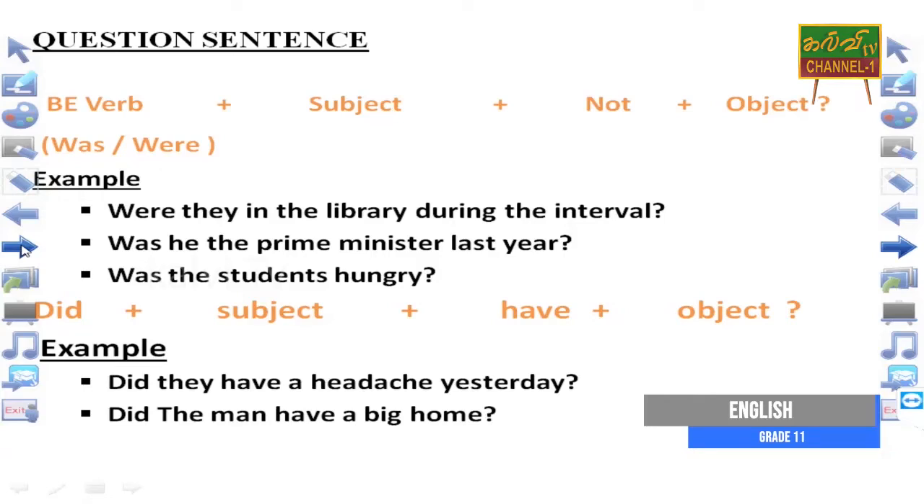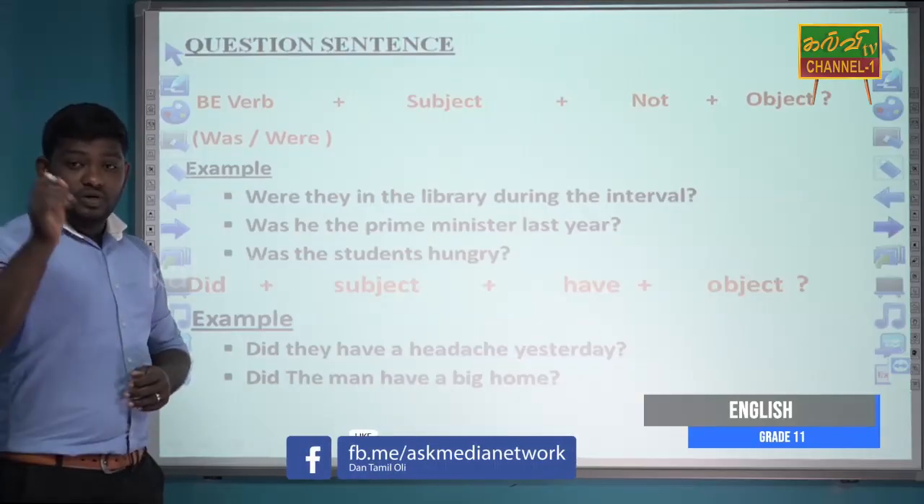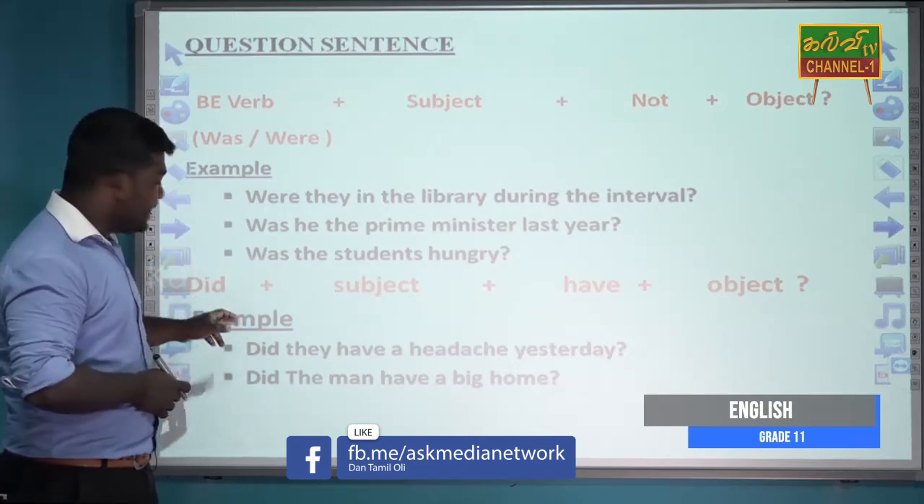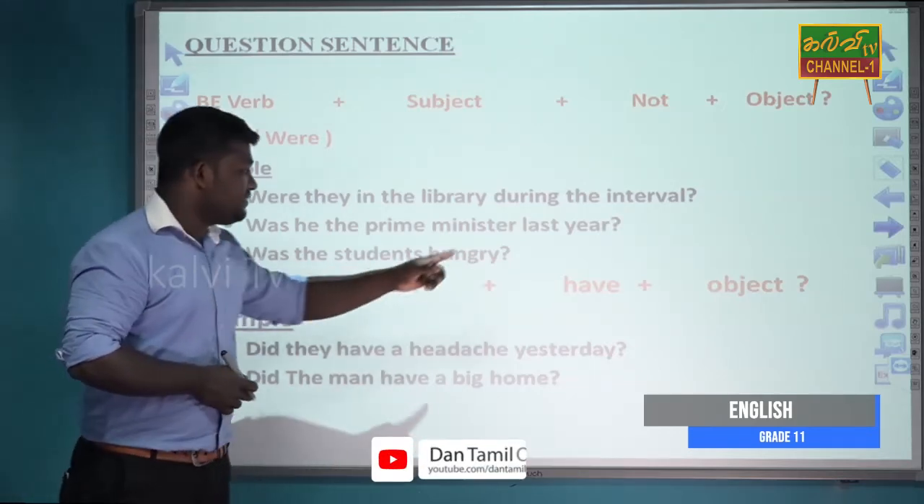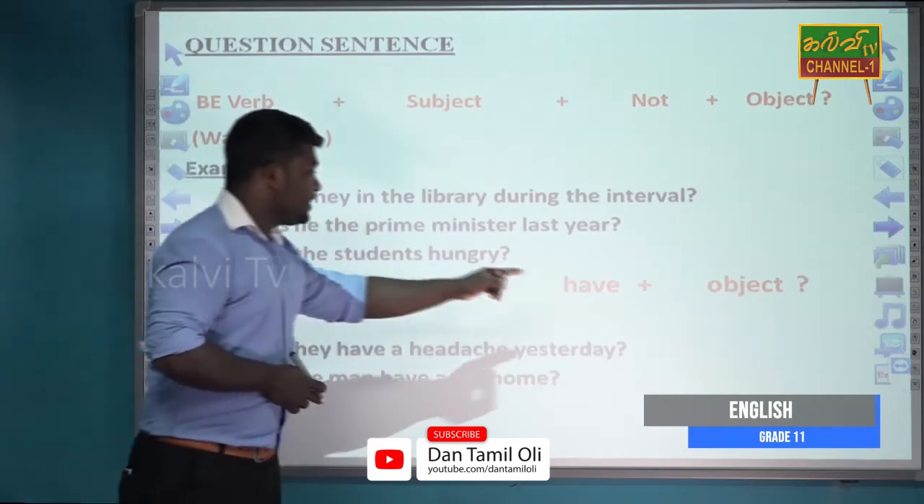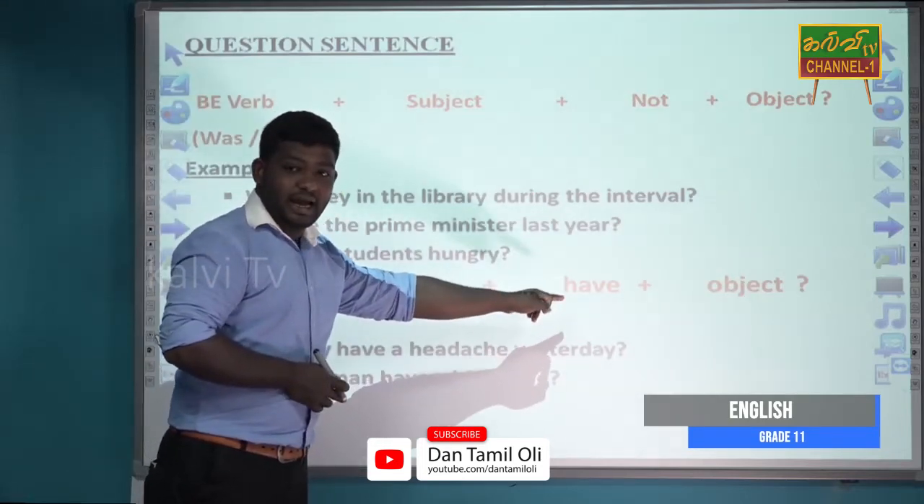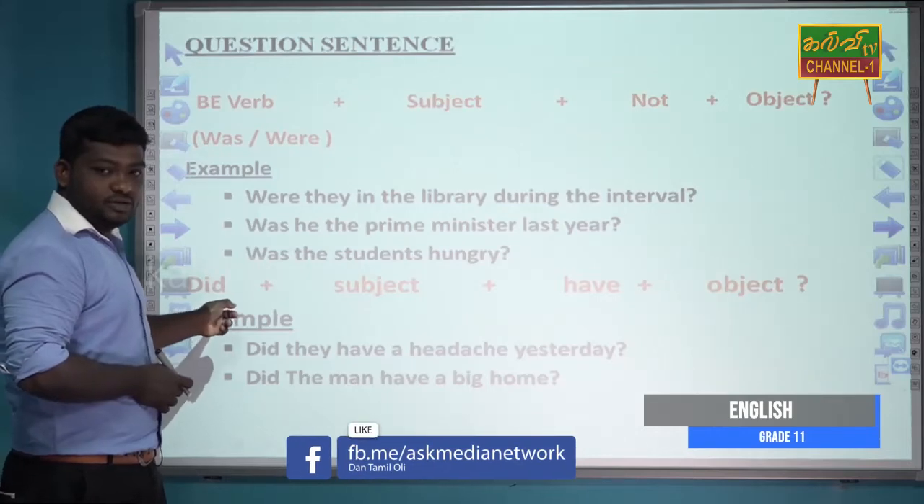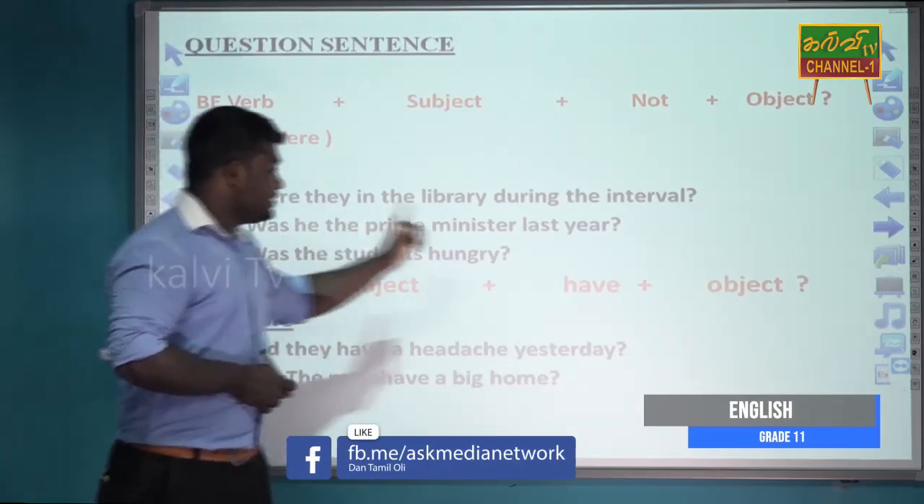Were they in the library during the interval? Was he the prime minister last year? Were the students hungry? And if you want to make questions with the help of had, you have to write the sentence structure like did plus subject plus have plus object. Here we are using have instead of had because we have written did in front of the subject. So when we write did, you have to write the stem form.